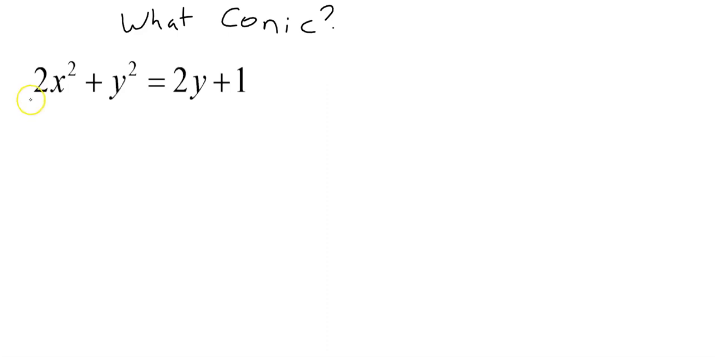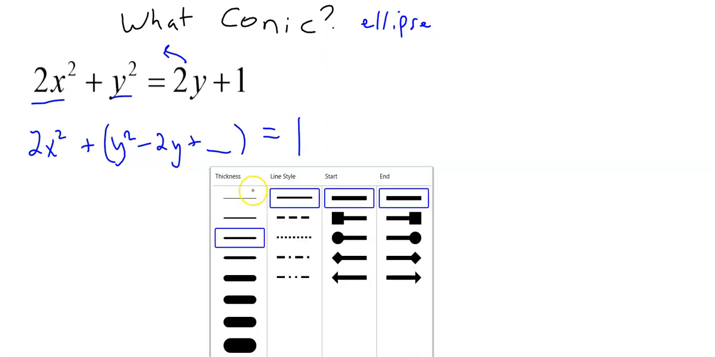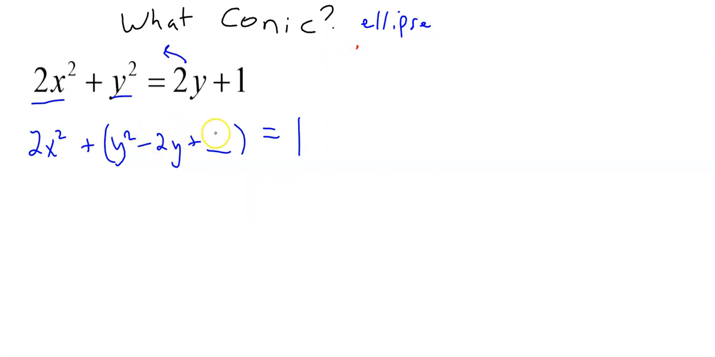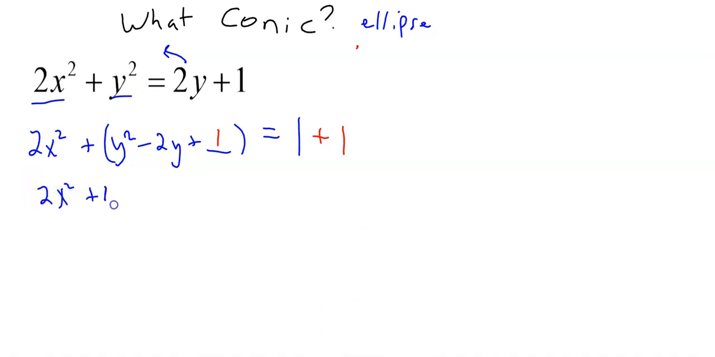Okay, so we have 2x squared plus y squared. So again, this is going to be an ellipse. Let's get all the x terms on the same side, y terms on the same side. So let's move that over. So we get 2x squared plus y squared minus 2y plus blank equals 1. So let's see, we're going to add half that number squared, 1 squared is 1. So I'm going to add 1 to both sides. I get 2x squared plus y minus 1 squared equals 2.